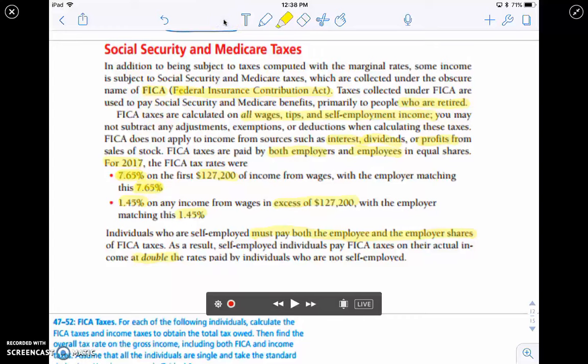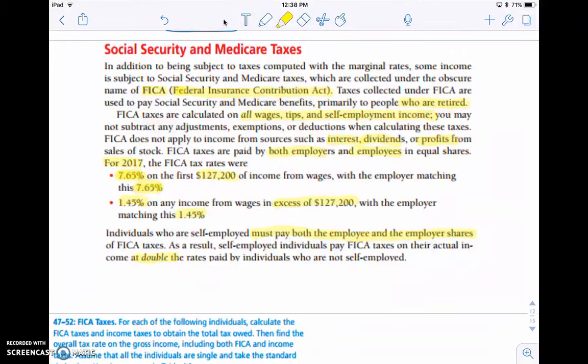Okay, this is part 3 of Unit 4E, looking at income taxes. We just talked about Social Security and Medicare taxes, also known as the FICA taxes, right here.